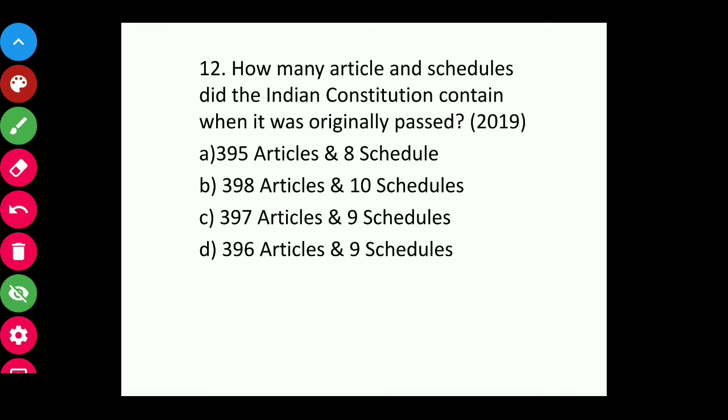How many articles and schedules did the Indian Constitution contain when it was originally passed? A. 395 articles and 8 schedules, B. 398 articles and 10 schedules, C. 397 articles and 9 schedules, D. 396 articles and 9 schedules. So the answer is A. When it was originally passed, there were 395 articles and 8 schedules.